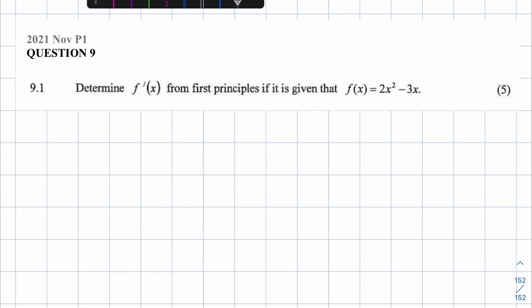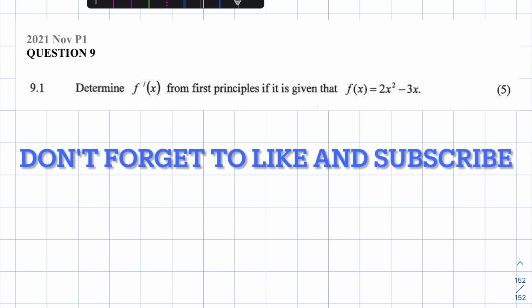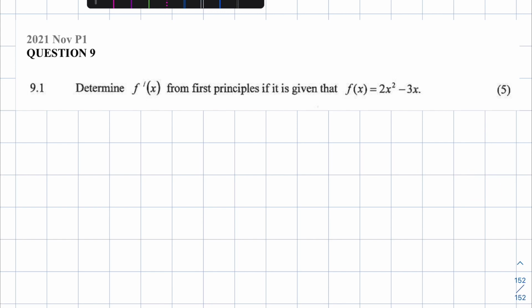In today's video, we're going to look at a calculus question. In particular, we're going to look at a question where we have to find the derivative of f with respect to x using first principle. The question that we are looking at is November 2021, question 9.1.